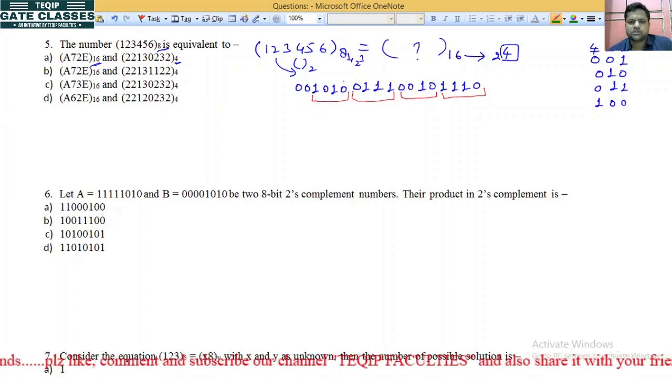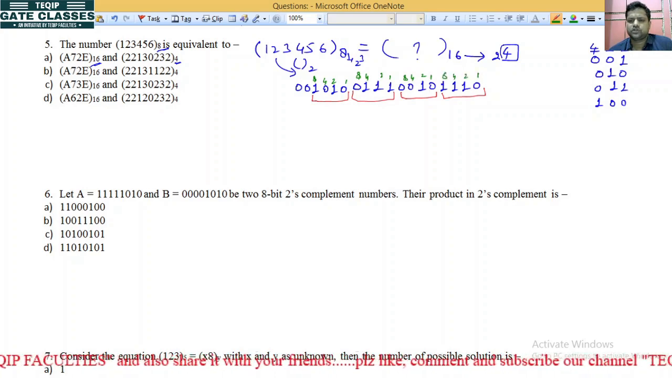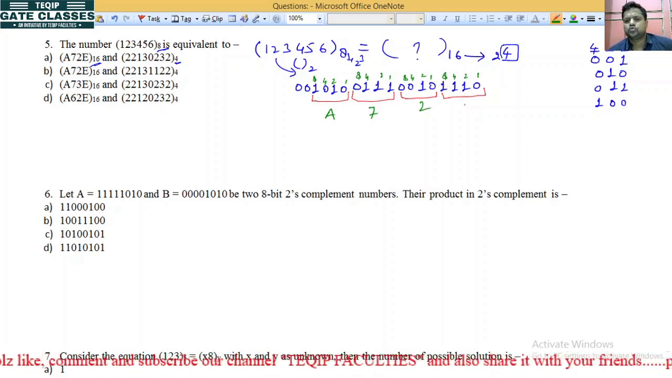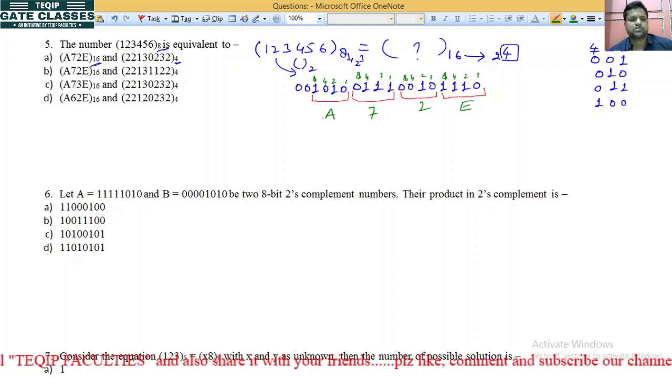So what will be the value of this? 1248. 8 plus 2 is 10. 10 is A. It's 4 plus 2 plus 1, it is 7. 2. 8 plus 4 plus 2. 8 plus 4 is 12. 12 plus 2 is 14. 14 is E. Which option is it? A72E.